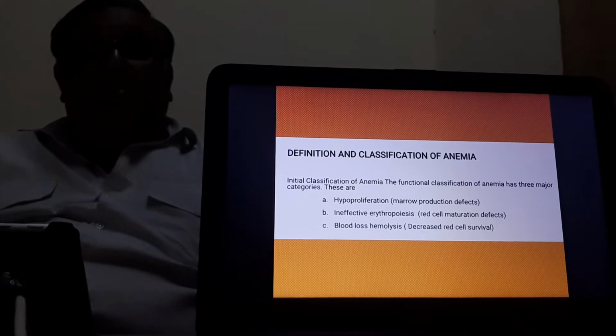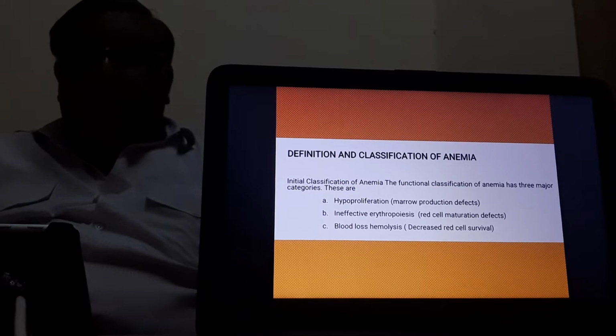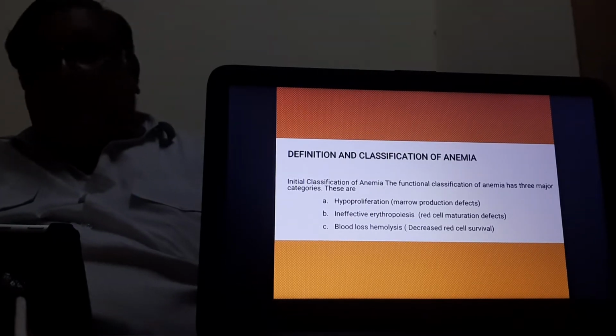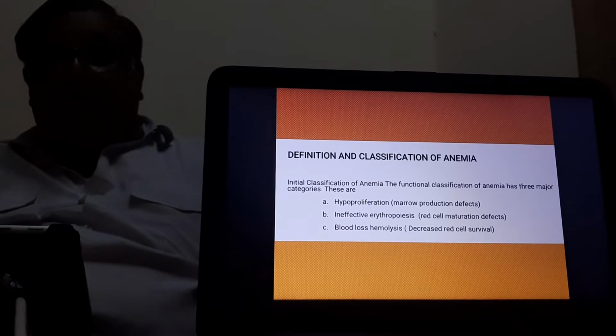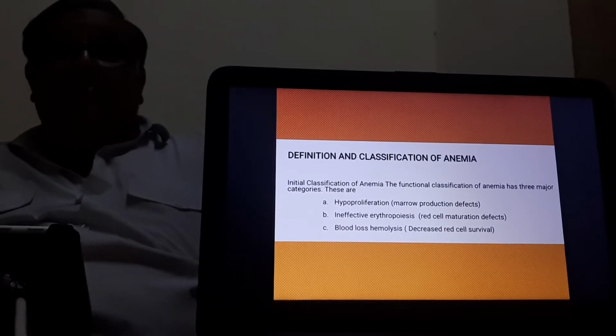Or there may be loss of blood in the periphery, which is blood loss or hemolysis. These can also lead to anemia. So there can be decreased red cell survival leading to anemia. So these are the three basic mechanisms which produce anemia.